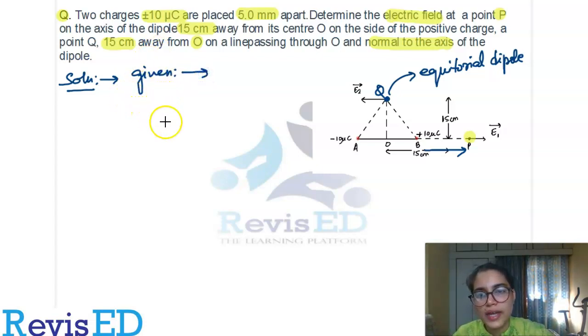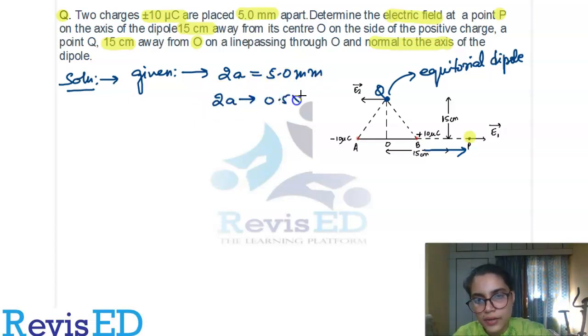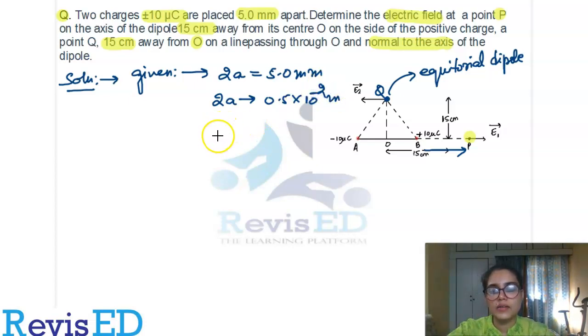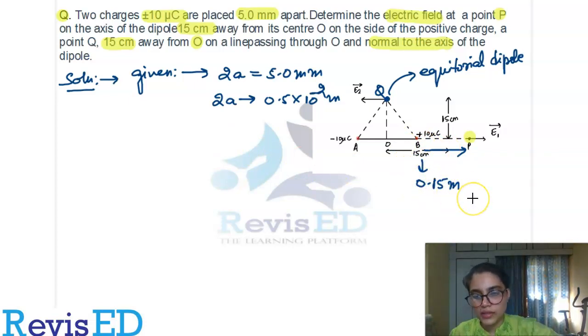We are given the distance of the dipole, your 2a, which is equal to 5.0 mm. So can I just say that my dipole distance is around 0.5 into 10 to the power minus 2 meter, right? This is what I am given. I am also given that this distance is 15 centimeters. So can I just say that this distance is 0.15 meter, right?